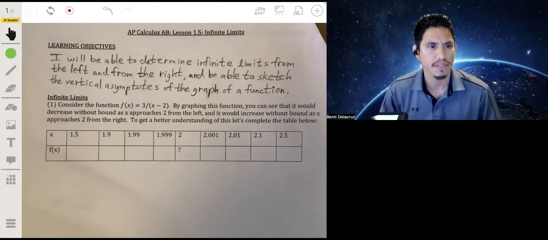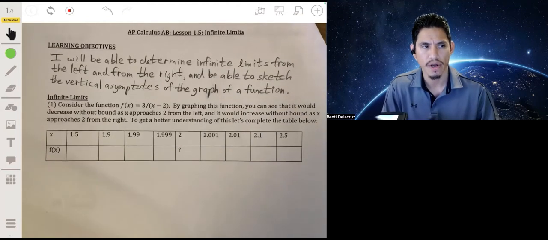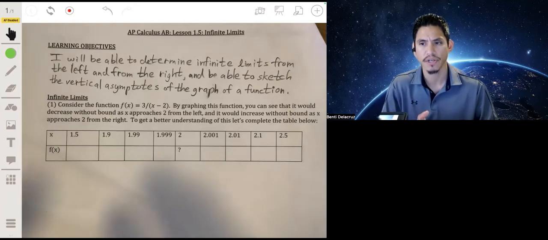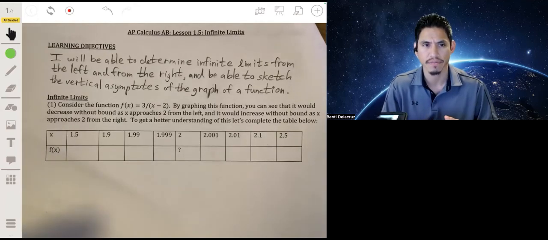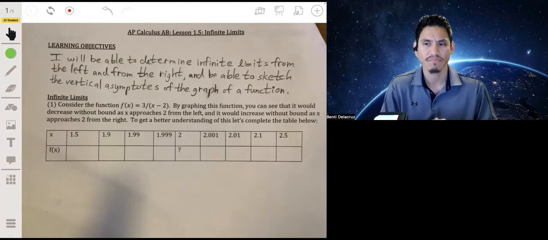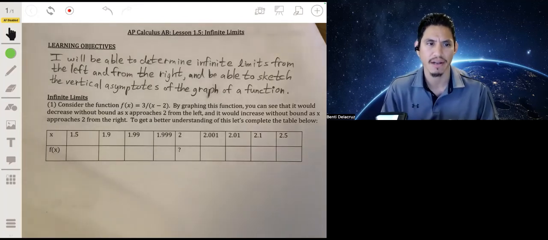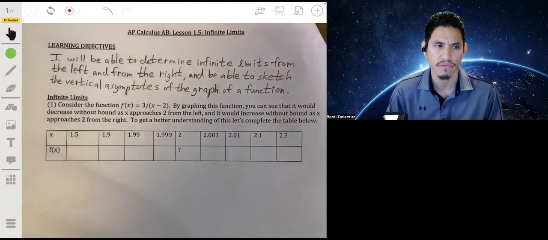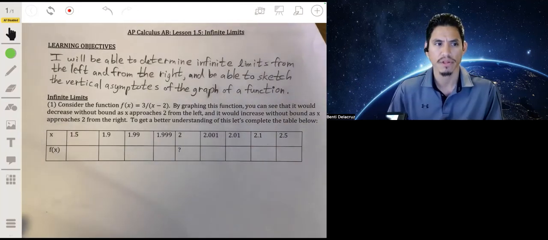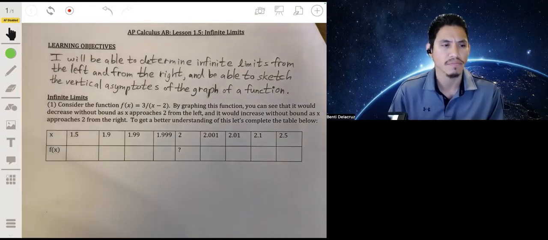All right, so in this lesson, our goal is to be able to determine the infinite limits from the left and from the right sides for functions when you're approaching a value, x equals c. And we want to be able to then sketch a reasonable depiction of what these functions can look like. So we're going to be working a lot with one-sided limits, and we're going to be looking at asymptotes of graphs, which you probably covered somewhat in pre-calculus.